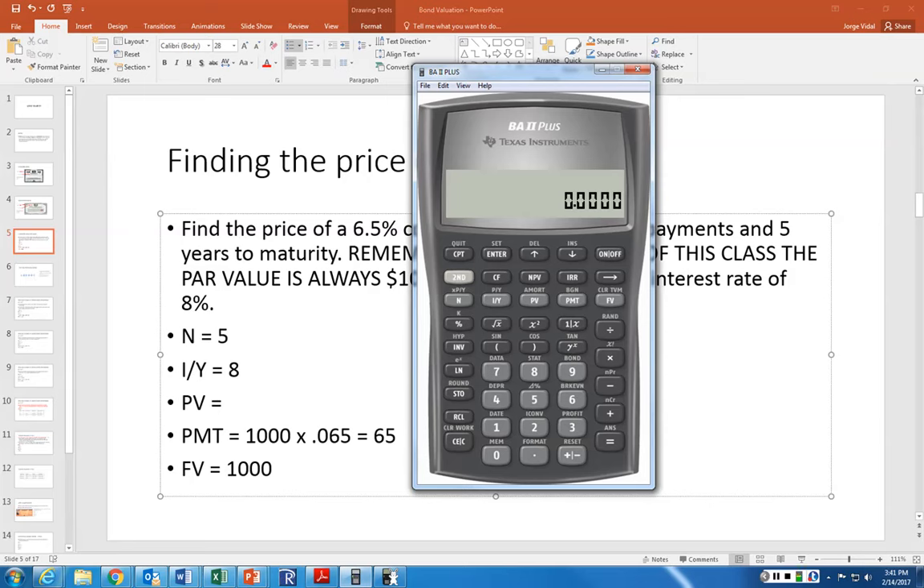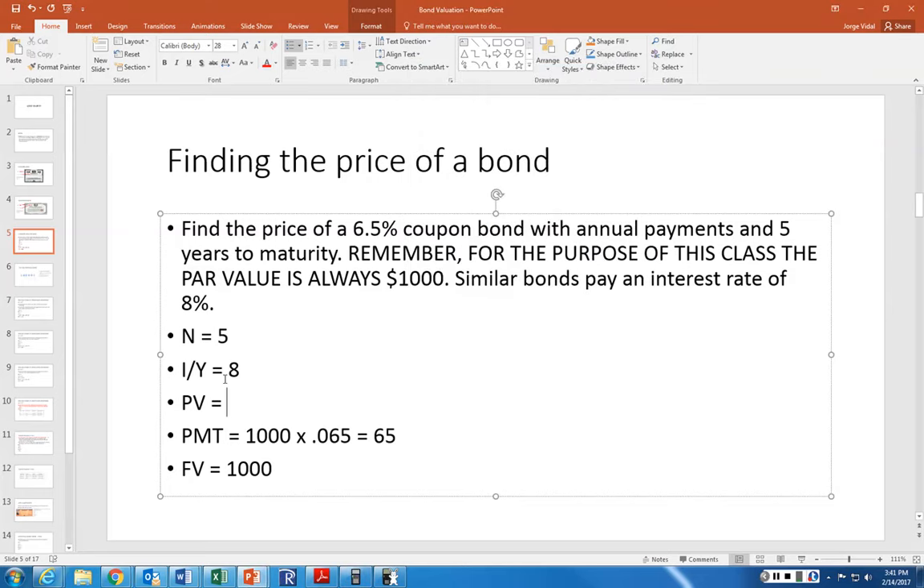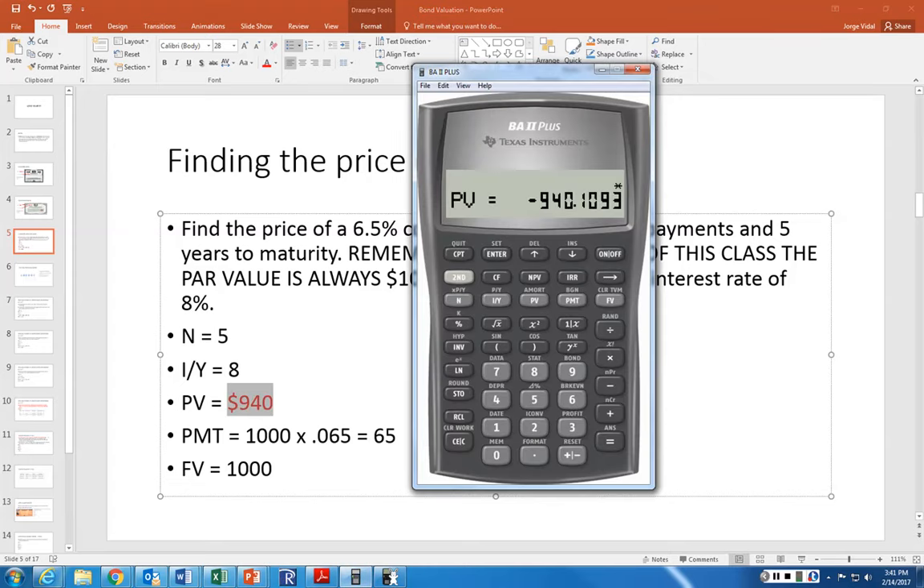So N equals 5, so we enter 5 N, 8 IY. You're looking for present value. Payment is 65, and the future value is 1,000. Compute present value. So the bond price will be 940. And the negative, all it means is you're buying the bond from the company.